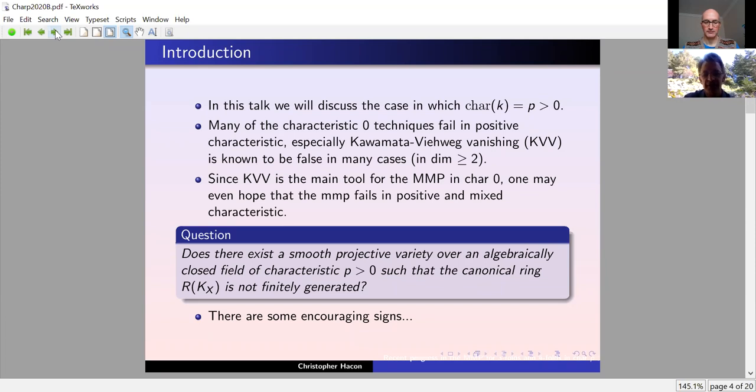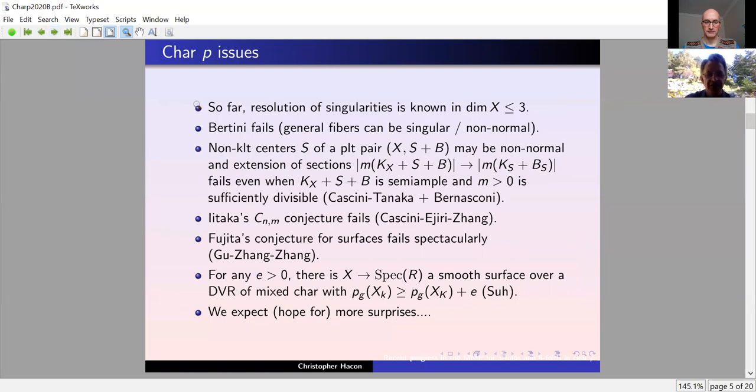So there are some encouraging signs that things do go wrong in positive characteristic. The first item is not something that necessarily goes wrong, but it's sort of a caution. Something we use in characteristic zero is resolution of singularities. In positive characteristic, it's known pretty much in full generality in dimension three or less, but it's not known in higher dimension.